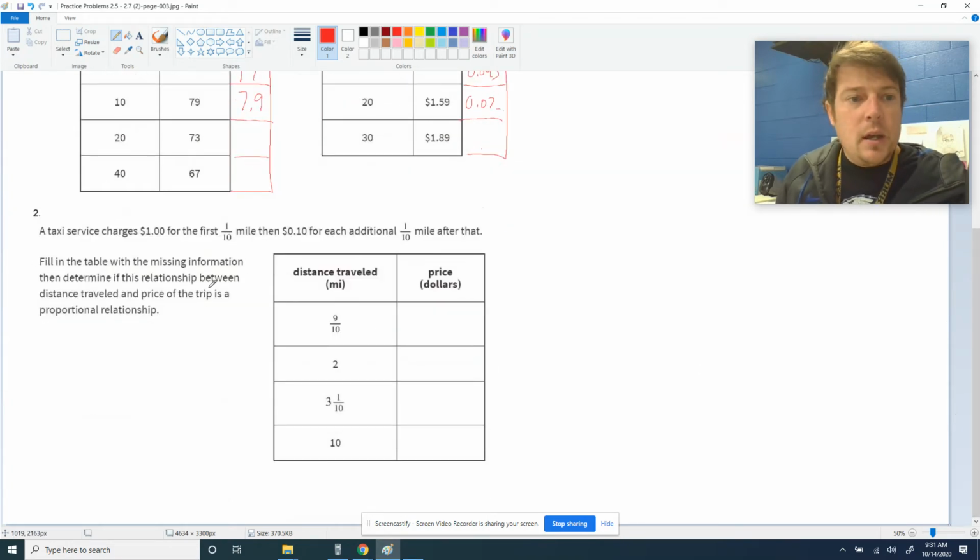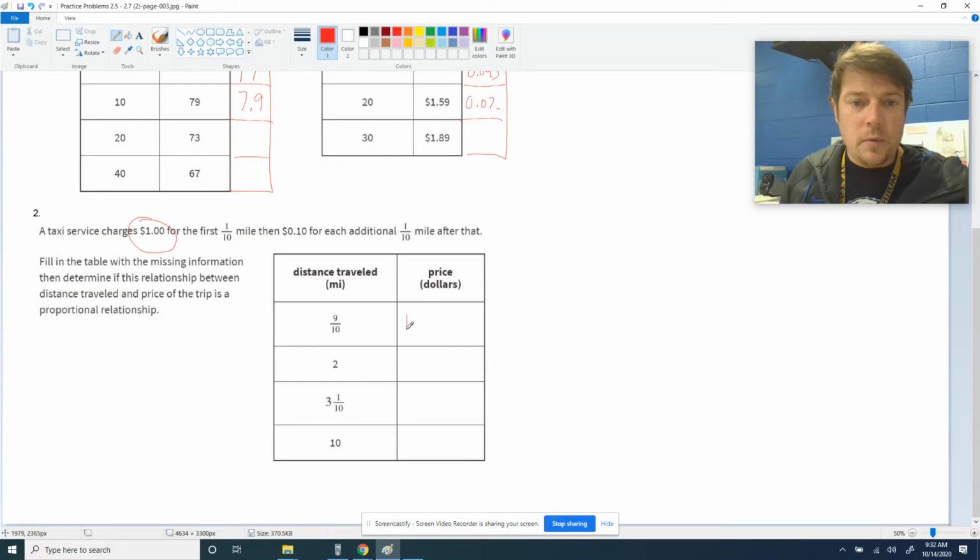Number 2 says a taxi service charges $1 for the first tenth of a mile and then 10 cents for each additional tenth of a mile after that. Fill the table with the missing information, then determine if this relationship between distance traveled and price of the trip is a proportional relationship. Okay, so you have to pay $1 to ride the taxi for the first tenth of a mile, and then 10 cents for each additional tenth of a mile after that.